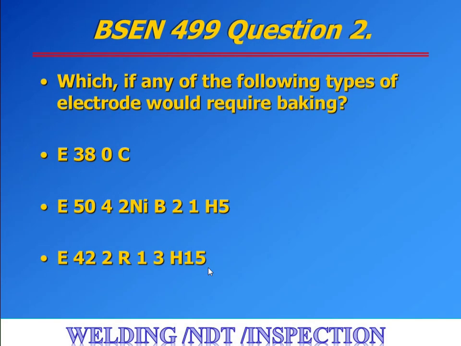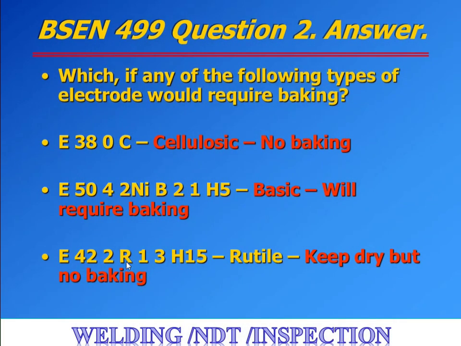Which, if any, of the following types of electrode would require baking? So which one requires baking? Definitely the first one is the cellulosic, and this does not require baking. 5042NiB, this is basic. B means it requires baking. And H15, that is the rutile, does not require baking, it is not compulsory, but it can be kept dry. So keep dry but no baking; basic will require baking, and cellulosic no baking.